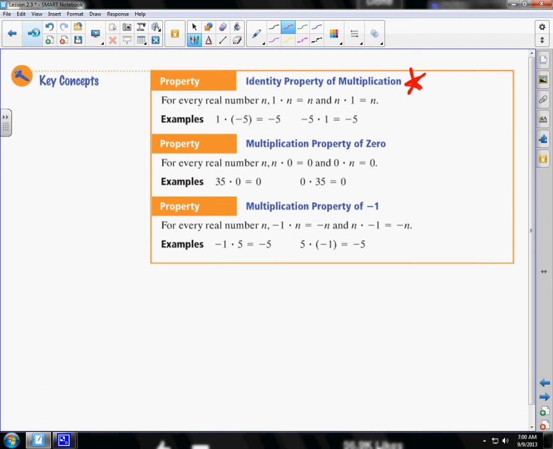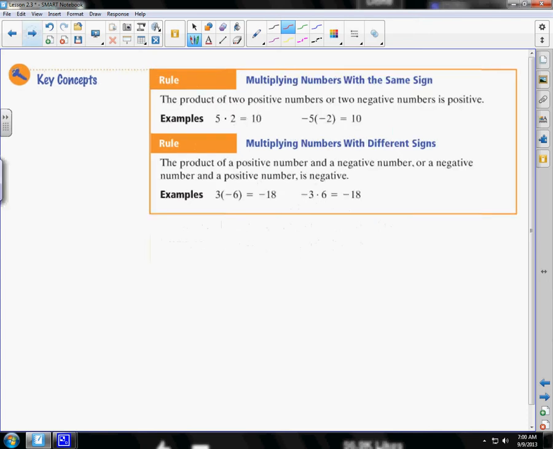The multiplication property of 0 means if you multiply anything times 0, it is 0. And the multiplication property of -1, really, it just means that it changes the sign of whatever you're multiplying it by, but you keep the number.